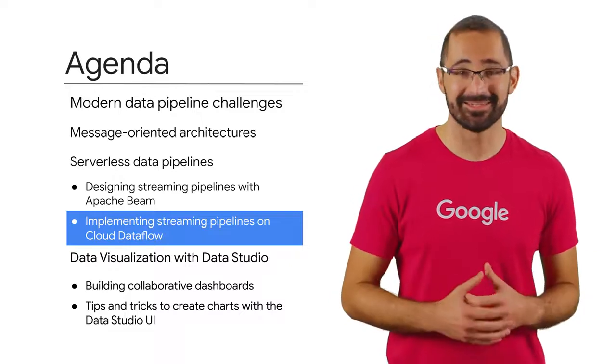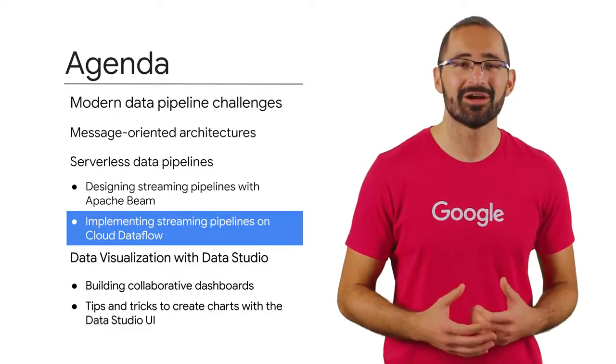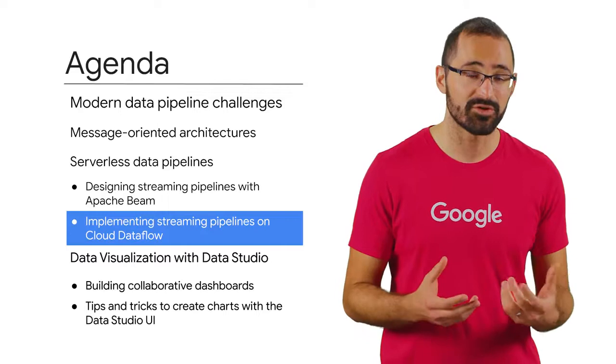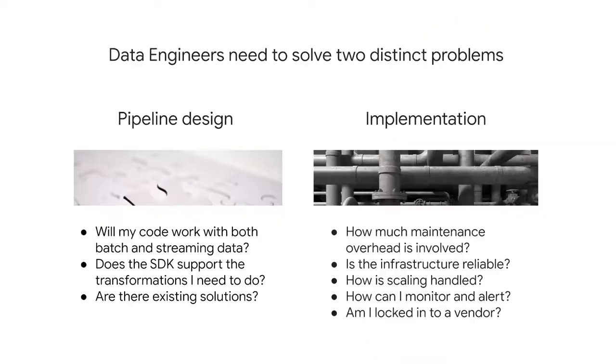Now that you've seen the pipeline design and code, it's time to talk about implementing it at scale for your production data pipelines. When shopping around for execution engines for your pipeline code, consider these questions. How much maintenance overhead is involved? Is the infrastructure itself reliable? How is scaling handled? How can I monitor and alert on things in my pipeline? And am I locked into a vendor?